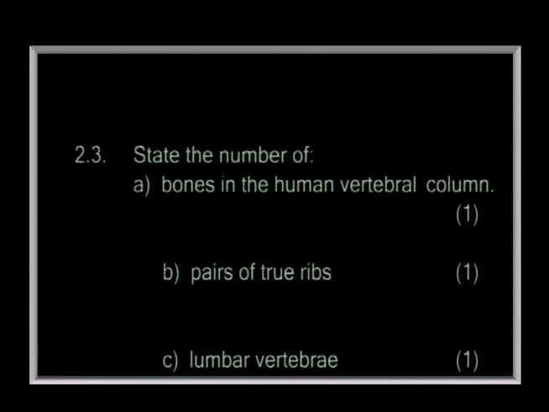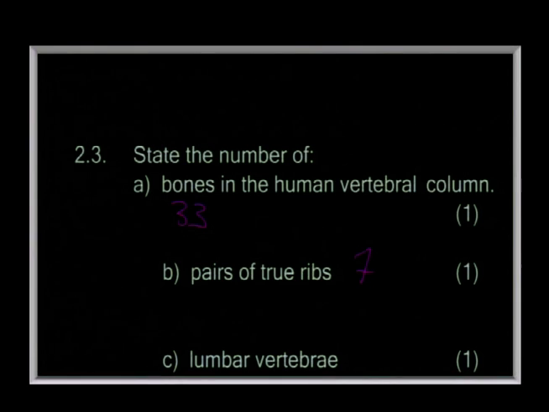Now, state the number of bones in the vertebral column. There are 33 bones. How many pairs of true ribs are there? True ribs, there's 7 pairs. Remember, true ribs were attached at the back to the spine. They're always attached to the thoracic vertebra anyway, but attached to the sternum in the front. And how many lumbar vertebrae are there? Now remember, your lumbar vertebrae are here in the middle, and they are there to help you to move.